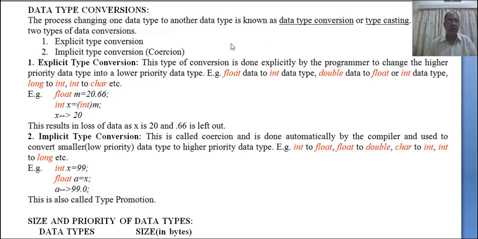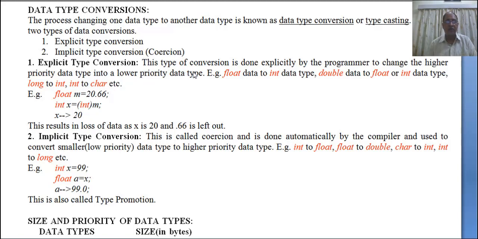Now students, we come to the topic of data type conversions. This is an important topic. The process of changing one data type to another data type is known as data type conversion or typecasting. There are two types of data conversions: explicit type conversion and implicit type conversion, that is called coercion.